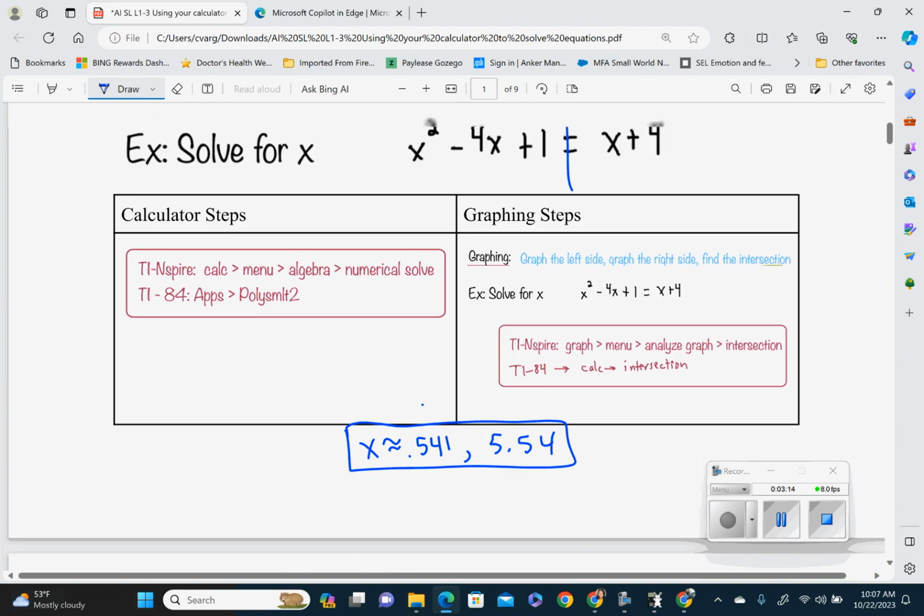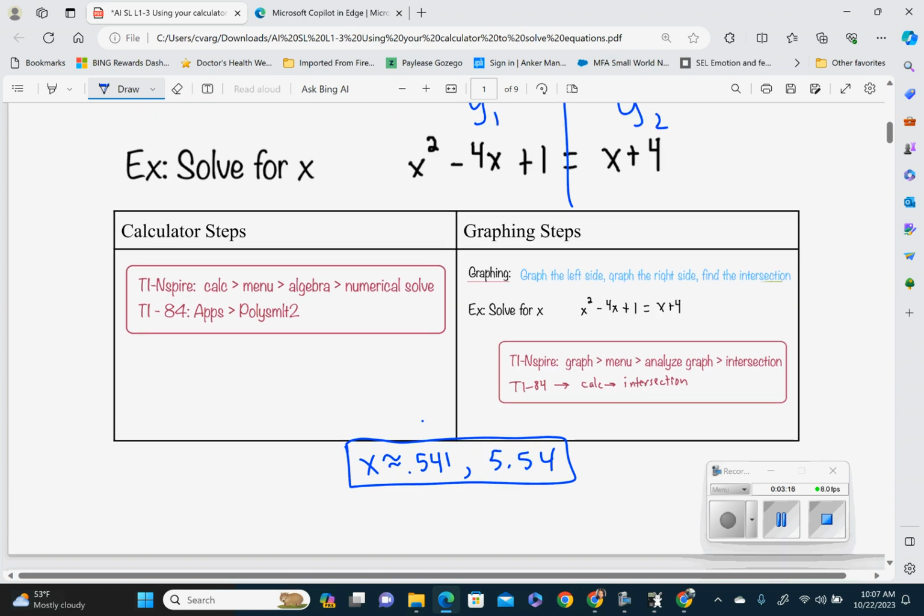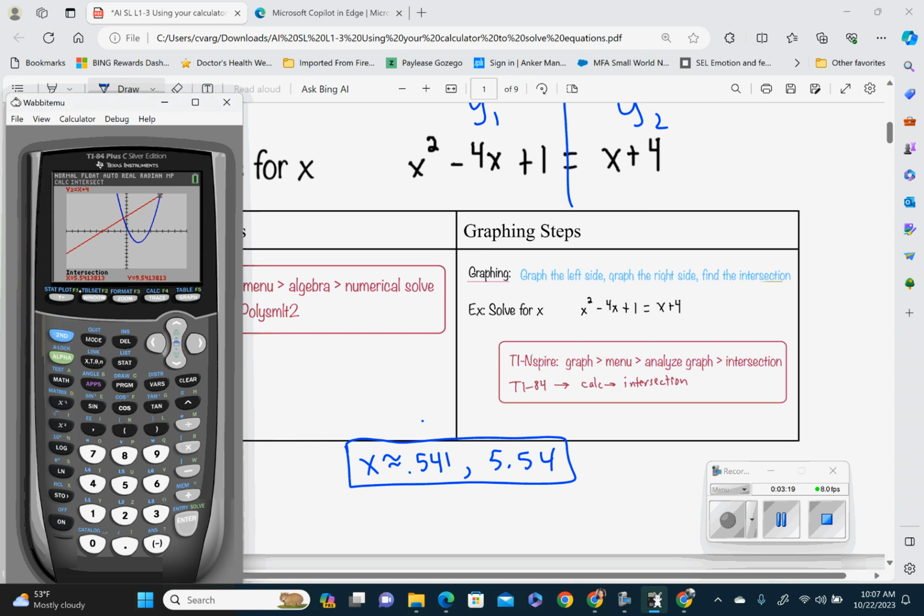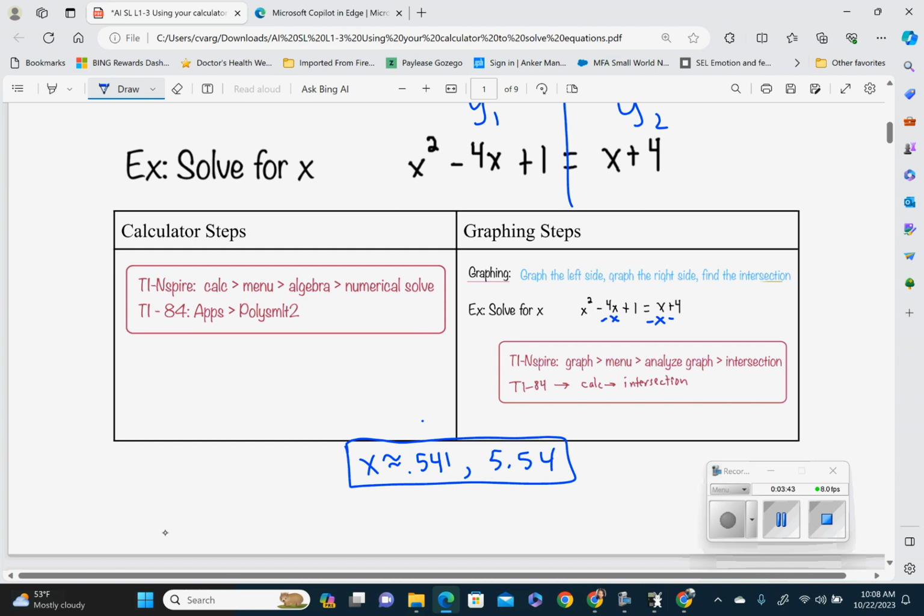You could also have used the PlySmlt2 app. And what I mean by that is, if you go to your calculator, you hit apps right here. On your calculator, it's going to be either 8 or 9. In mine, it's 2. So PlySmlt2. Hit any key. And then what we're going to do is a poly root finder. So option number 1. So if you're using PlySmlt2, you literally just go ahead and subtract x, subtract 4. This cancels, and you're left with x squared minus 5x minus 3 equals 0.